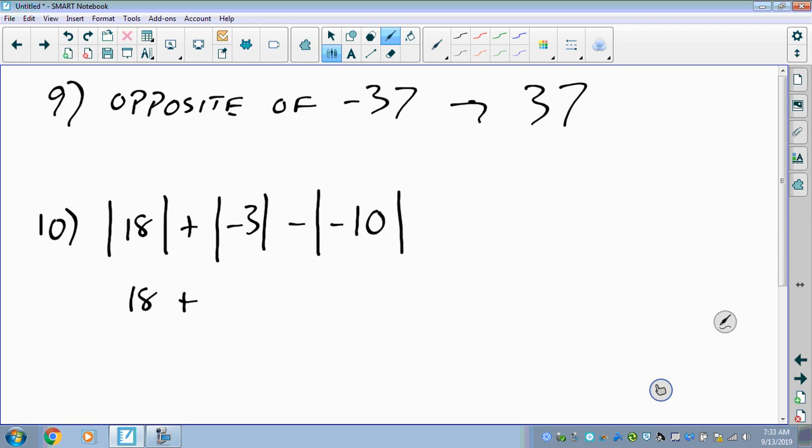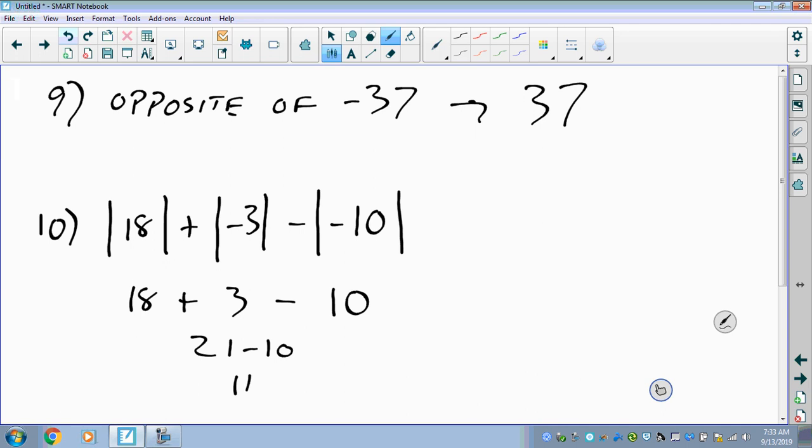The absolute value of negative 3 is positive 3. The absolute value of negative 10 is positive 10. Remember, you don't flip the sign. You don't make positives negative and negatives positive. Everything just becomes positive. Okay? So now all I have left is addition and subtraction, so I'm working from left to right going across. So 18 plus 3 is going to be 21, and 21 minus 10 is going to be 11.